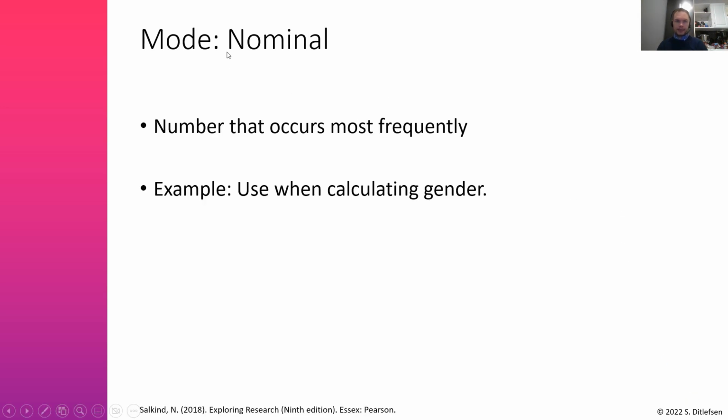A mode is nominal, and remember the cool rule we created, O and O. It's the number that occurs most frequently. Example: used when calculating gender.